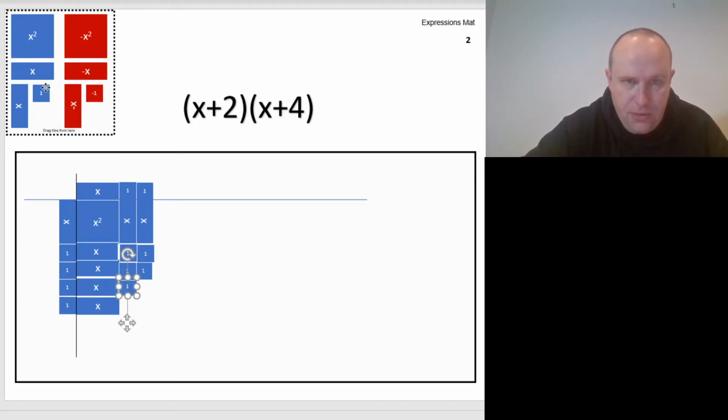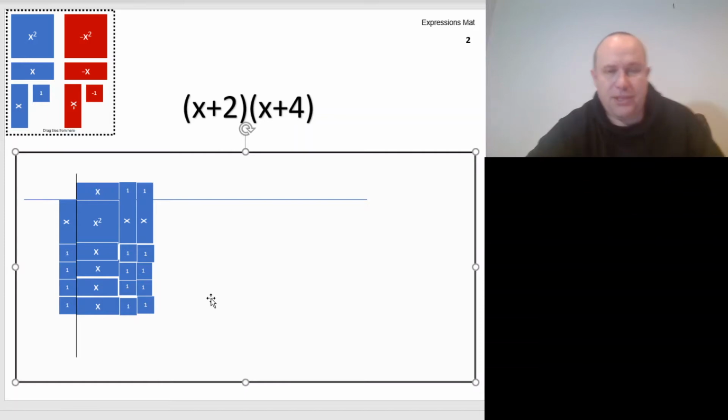Like I say, I'm not too worried about neatness at this point. We're just trying to get the idea. And obviously you won't have algebra tiles on a real exam where you can manipulate them like this, but you could certainly draw little pictures to represent these as well.